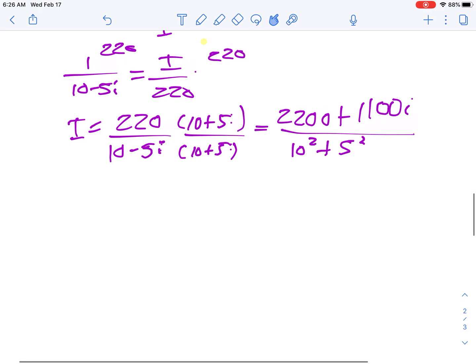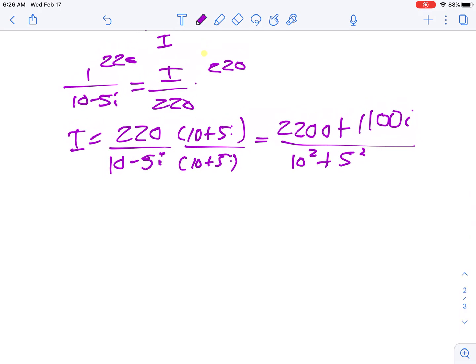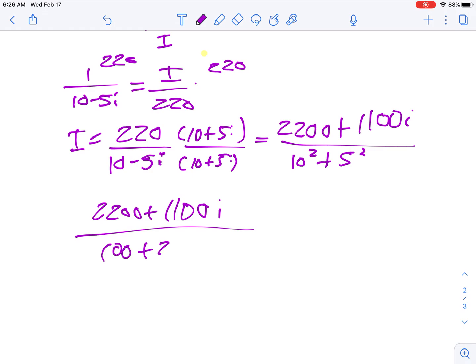So we get 2200 plus 1100i divided by 100 plus 25, or 2200 plus 1100i divided by 125.